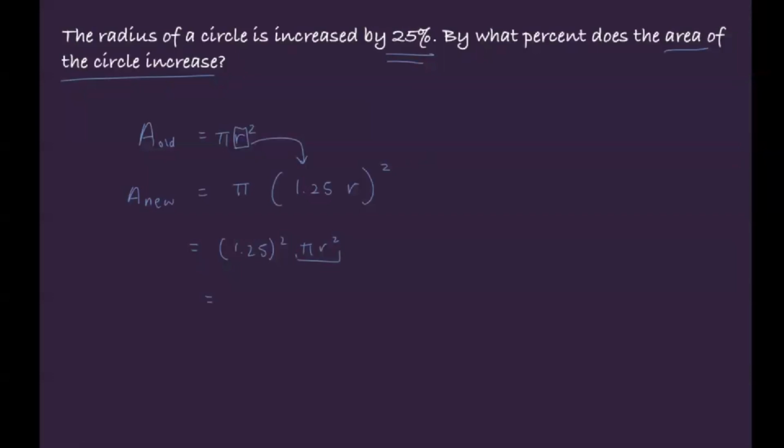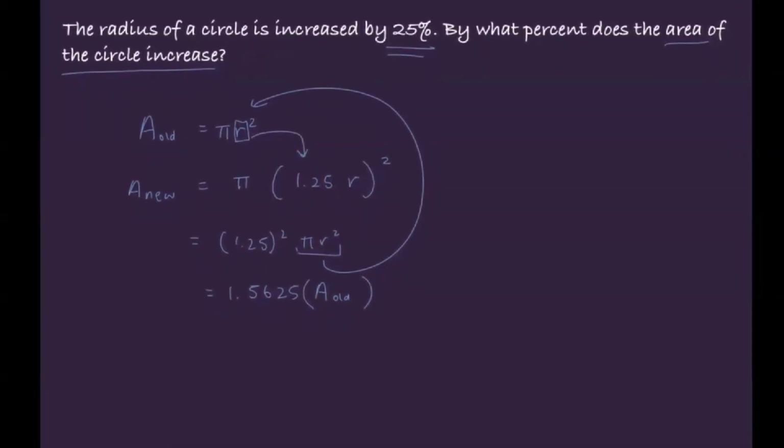And 1.25 squared is equal to 1.5625. And pi r squared is just our old area, A old. So by how many percent does the area of a circle increase? Well, it increased by 1.5625. Converting that to percent, it will be 1.5625 minus 1 and times 100. And you will get 56.25%.